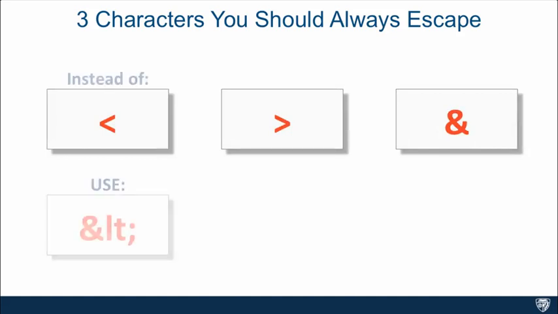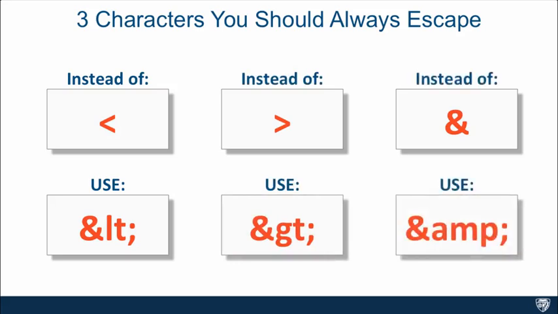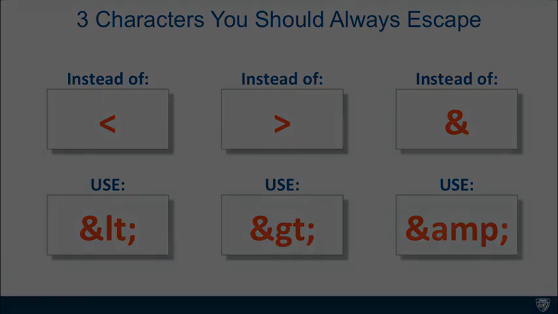Instead of using the less than character, you should use the HTML entity, which starts with ampersand followed by LT semicolon. So if you put in your HTML ampersand LT semicolon, the browser will interpret this as a less than character. And similarly, for the greater than character, it's ampersand GT semicolon. And for the ampersand, it is ampersand AMP semicolon. So let's take a look at some HTML to see this concept in action.